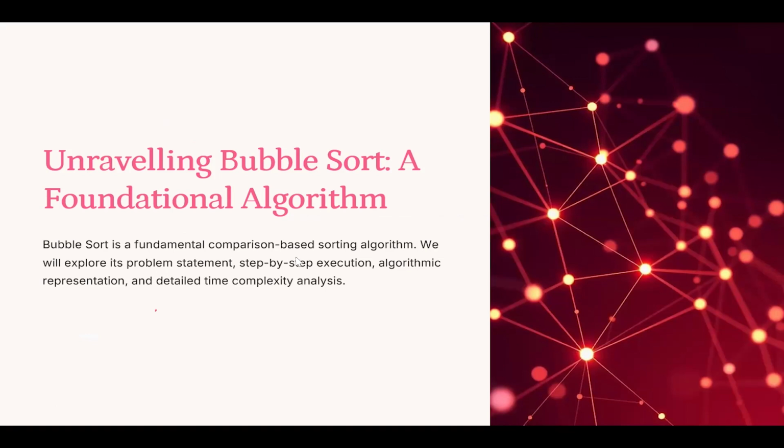So a bubble sort is a fundamental comparison-based sorting algorithm, like how we have seen in the previous example where we did a selection sort. There also we did a comparison of elements. So this bubble sort is also a comparison-based sorting algorithm. So let us see step by step how it works.